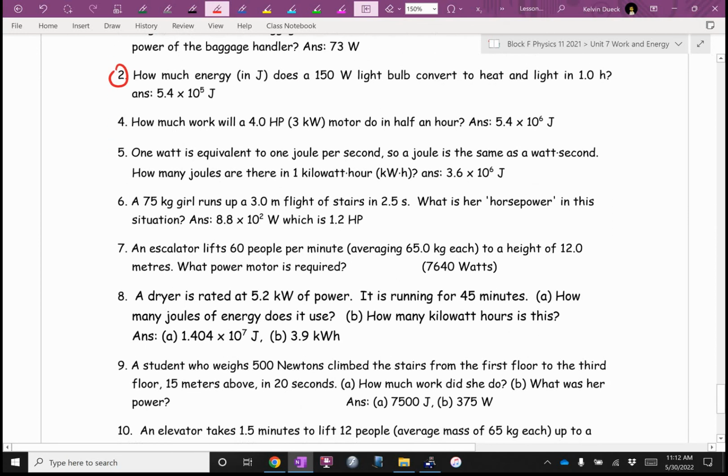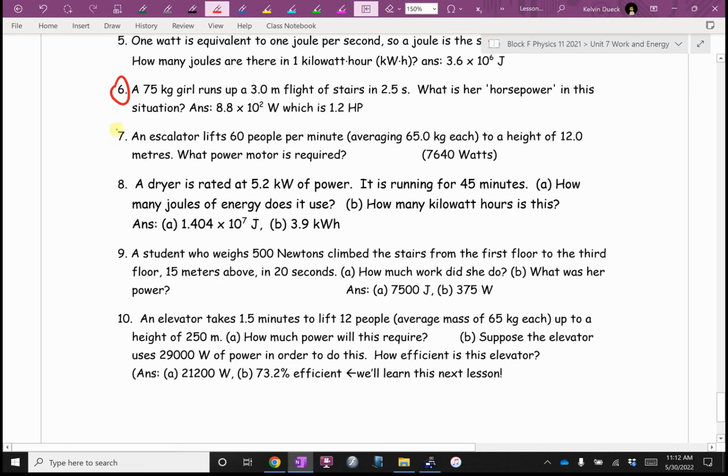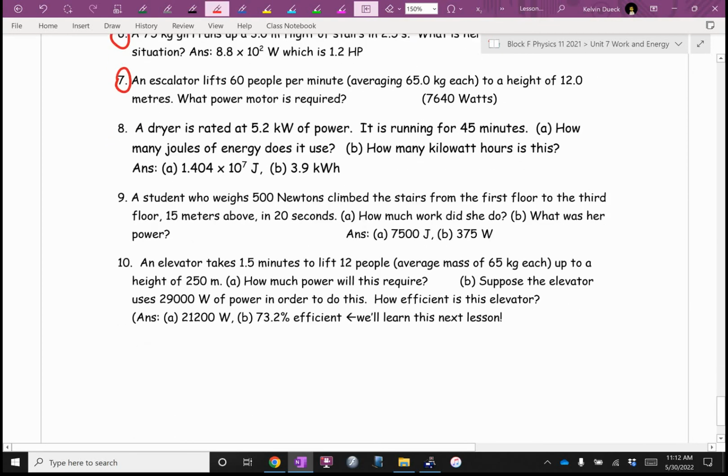2 is good. 4 is good. I didn't give you the conversion factor for horsepower. It's in your notes. On a quiz or a test, I would give you the conversion factor. I think it was 1 horsepower is 750 watts, but it's in your notes. You can skip 5. 6 is good. 7 is good. 8 is good. Skip 9. 10, but you can cross out part B. I haven't done efficiency yet. That's going to be tomorrow's lesson.